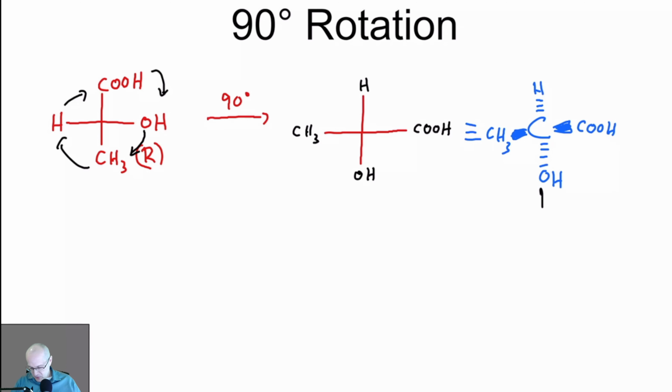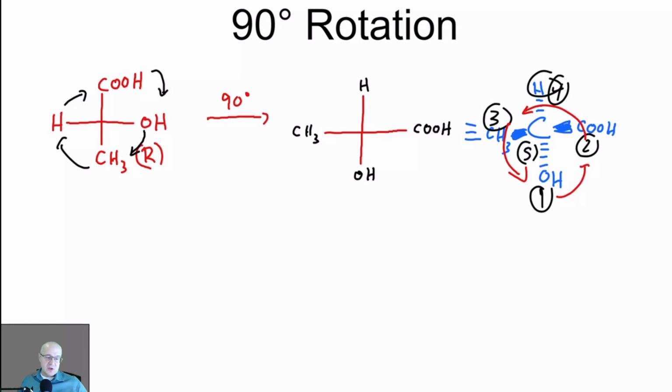Put in priority numbers 1 and 4, 2 and 3, 1 to 2, 2 to 3, and then back to 1. This is indeed S because now look, low priority group number 4 is in the back. So it's the correct way. It's where it's supposed to be, right? So now the low priority group's in the back. This appears to be S, and the low priority group is back. So it is indeed S.